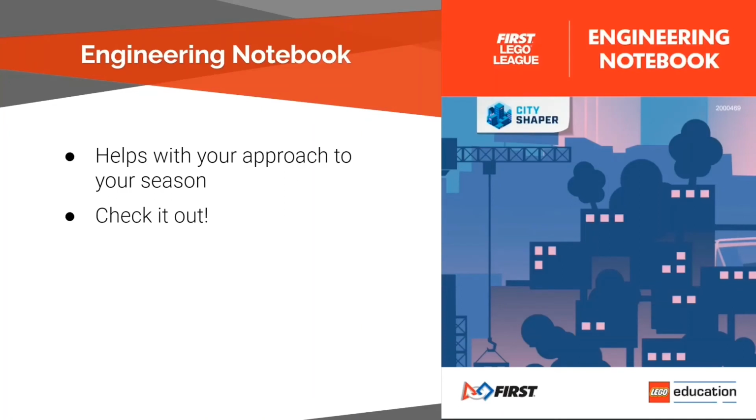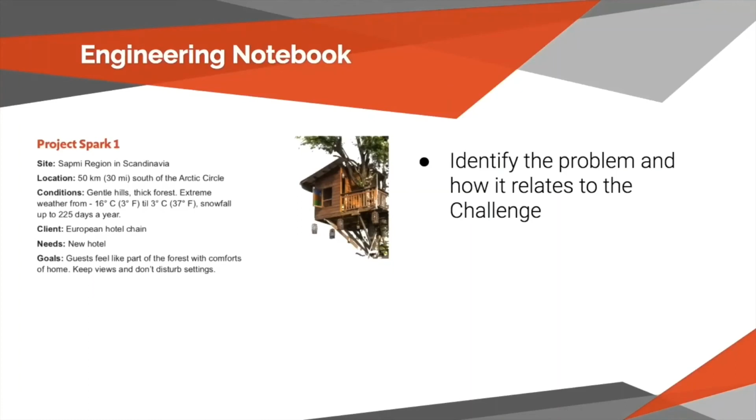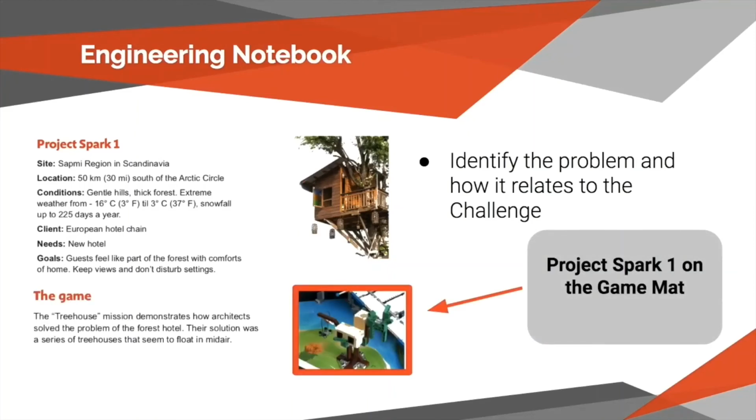Now, let's take a look at the 2019 to 2020 City Shaper Engineering Notebook, where the prompt was to identify a problem with a building or public space in your community. In the engineering notebook, there are project sparks. These project sparks essentially give you a starting point to brainstorm your problem. Here, you'll find different scenarios of real-world problems that are connected to the problem statement for your theme. You may take inspiration from the game mat to brainstorm problems for your season.